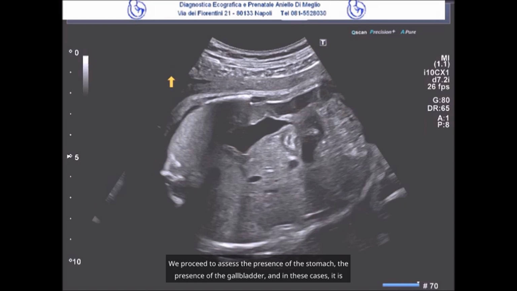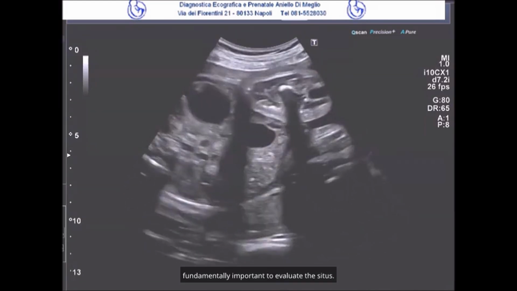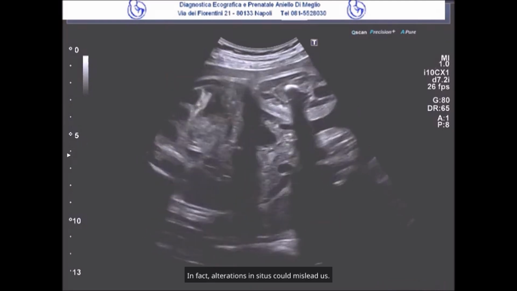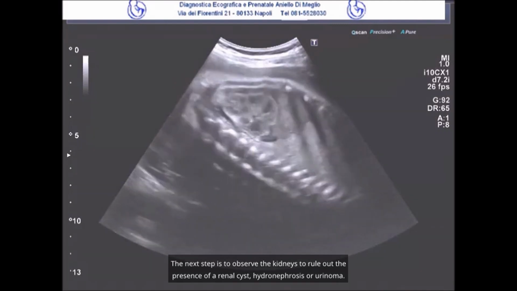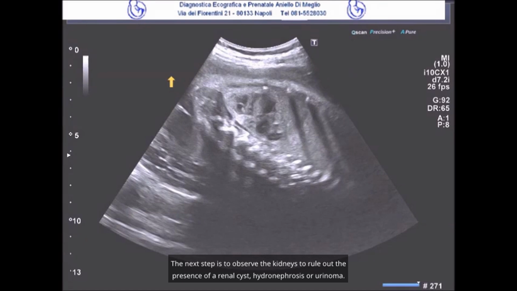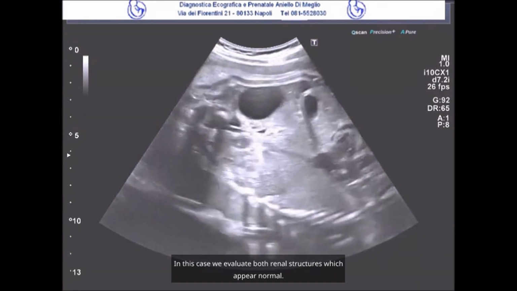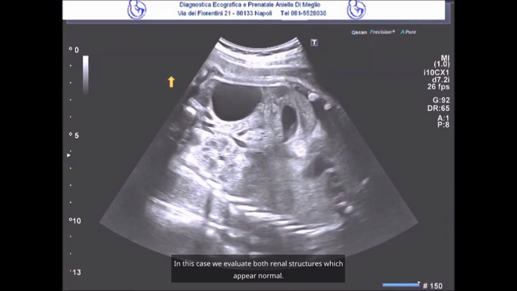We proceed to assess the presence of the stomach, the presence of the gallbladder, and in these cases, it is fundamentally important to evaluate the situs. In fact, alterations in situs could mislead us. The next step is to observe the kidneys to rule out the presence of a renal cyst, hydronephrosis, or urinoma. In this case, we evaluate both renal structures, which appear normal.